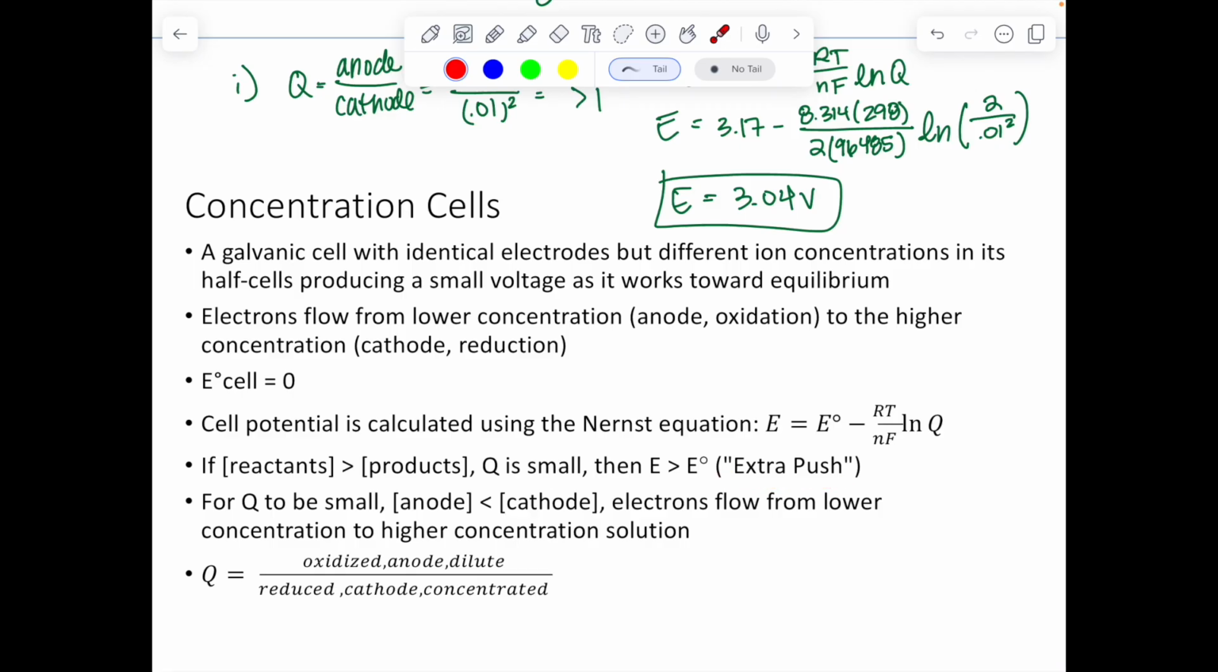So that means that we can use that to our advantage to make E, our measured cell potential, larger than our standard cell potential, which again, this value is going to be 0. So in order for Q to be small, our anode concentration for the products must be dilute compared to the concentrated cathode concentration.